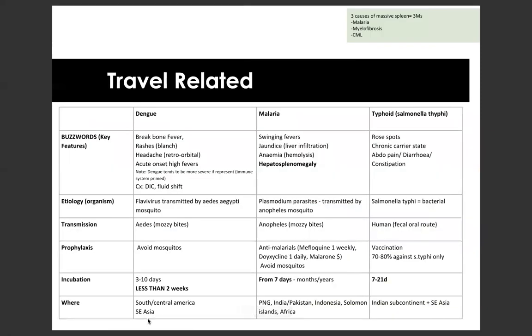So then what I try to do is summarize each of the main travel-related conditions. And the first row would be the most high yield. So dengue is associated with retroorbital headache, acute onset high fevers, and break-bone fever. That's the classic presentation. In contrast to malaria, the classic presentation is swing fevers, jaundice, anemia, and hepatomegaly.